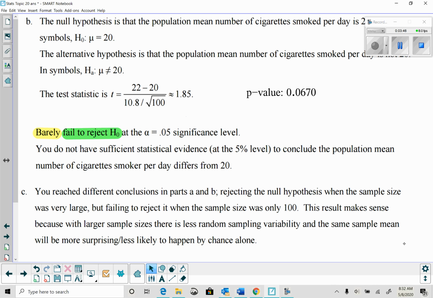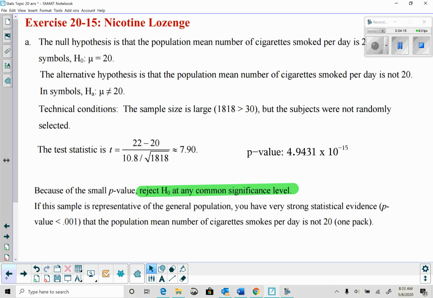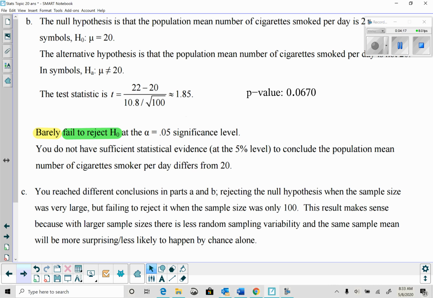22 minus 20, 10.8 divided by, okay, now here's where the difference comes in. It's the square root of the sample size here was only 100, which is of course 10. So we have 2 in the numerator there and 1.8 in your denominator. So that gives us a t-value of 1.85. Now again, compared to here where we had a t-value of 7.9, now the t-value is down to 1.85. So again, this is a two-sided t-test.